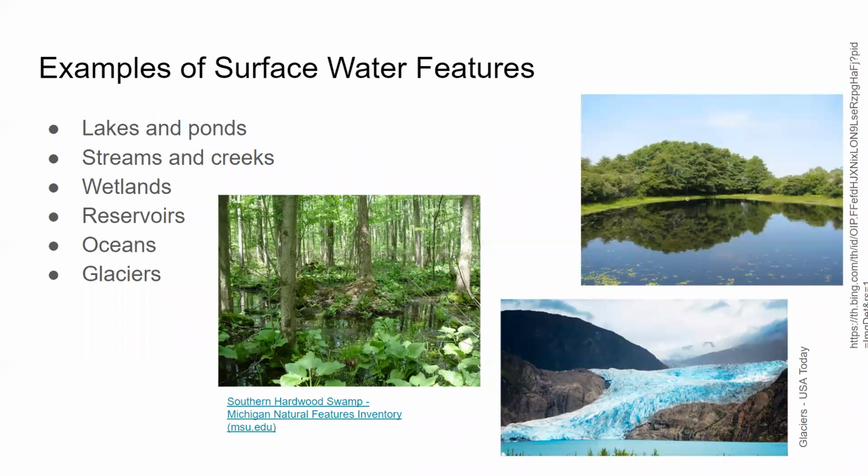So some examples of surface water features include lakes and ponds, streams and creeks, wetlands, reservoirs, oceans, and glaciers. And I've included some images here. This image to your upper right is of a pond. They are just typically smaller versions of lakes. Here's a glacier, a beautiful glacier at the bottom here. I've always wanted to go to one simply because the colors look absolutely amazing with the blues of the ice. And then here is a wetland. And this image is particularly of a southern hardwood swamp here in Michigan.